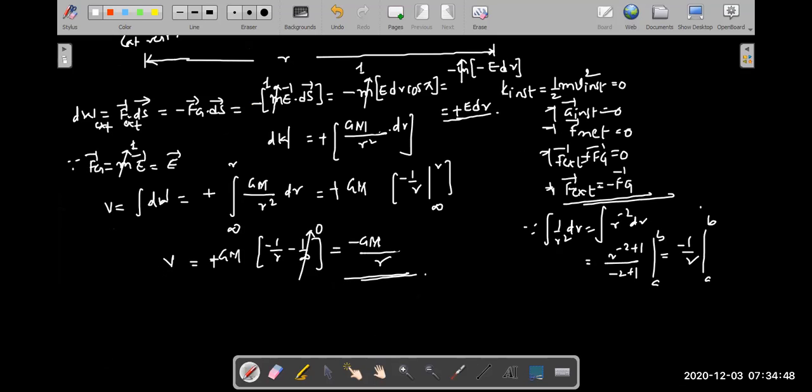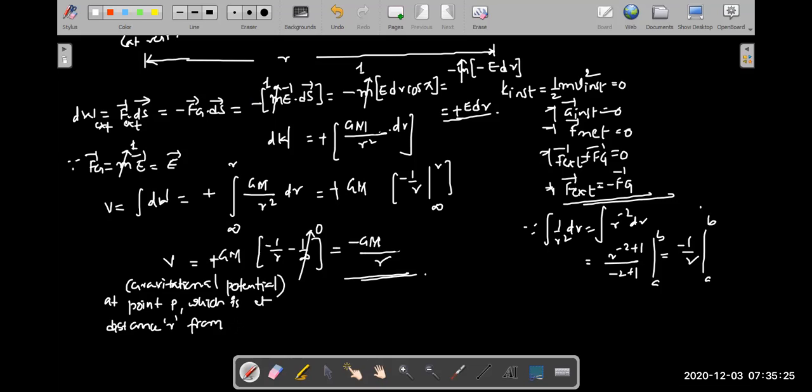Karthik, this V is called the gravitational potential. There is nothing like universal gravitational potential. There is a universal gravitational constant, which is G, but there's nothing like universal gravitational potential. This is what's called gravitational potential at point P, which is at distance r from mass capital M.